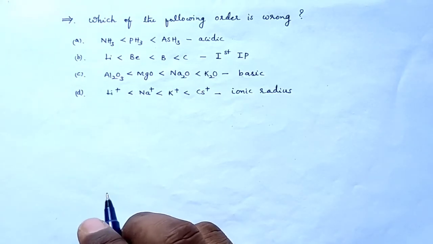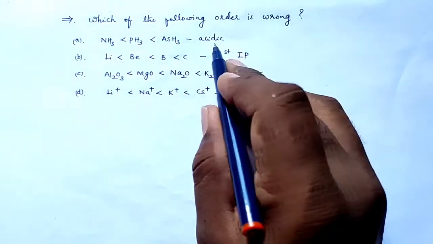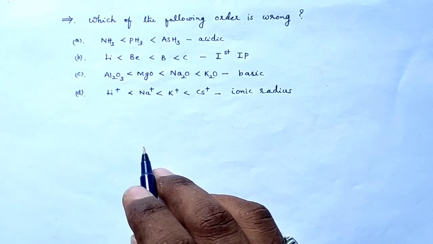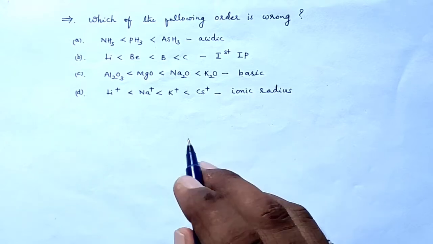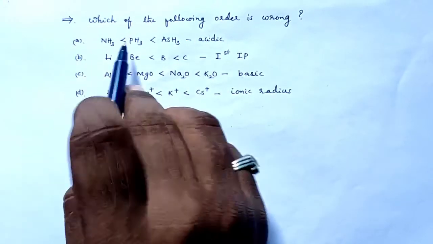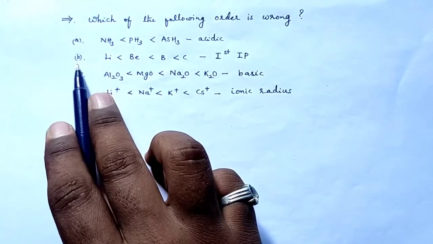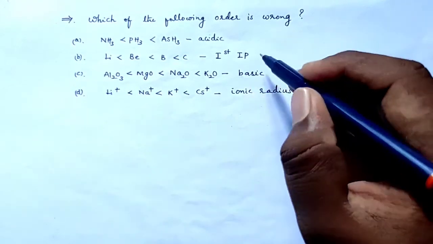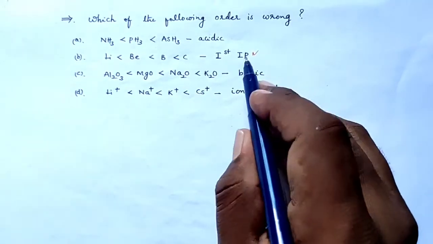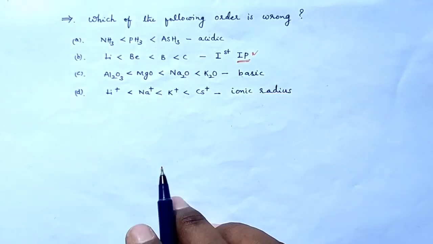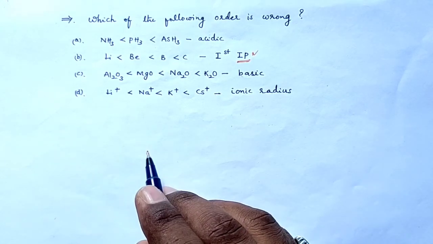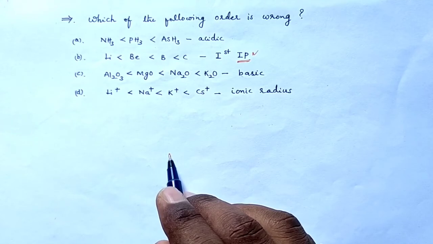Let us discuss this question. Which of the following order is wrong? They have given 4 options, and the first one is the acidic order. We know that acidity of hydrides of non-metals increases with molecular weight. So due to that fact, option A is correct. And if you observe option B, here they have given the order of first ionization potential. From left to right, generally ionization potential increases, but when we have half filled or completely filled electronic configuration, there will be slight exceptions.